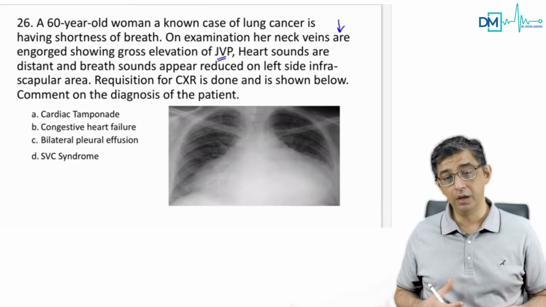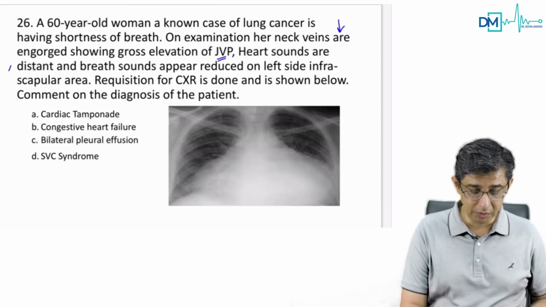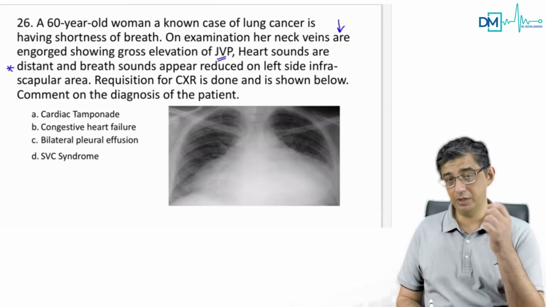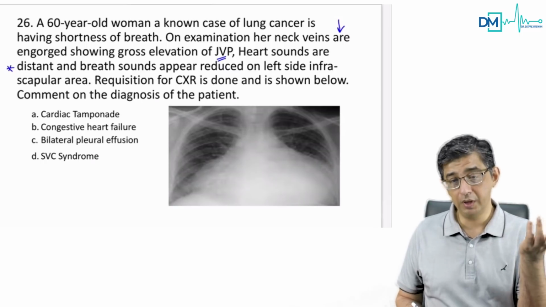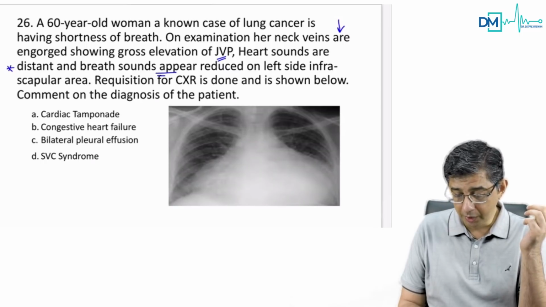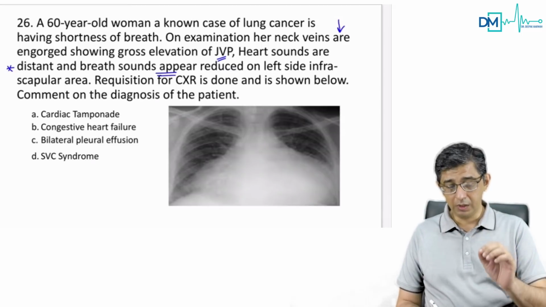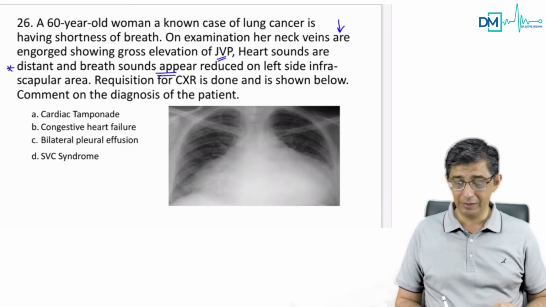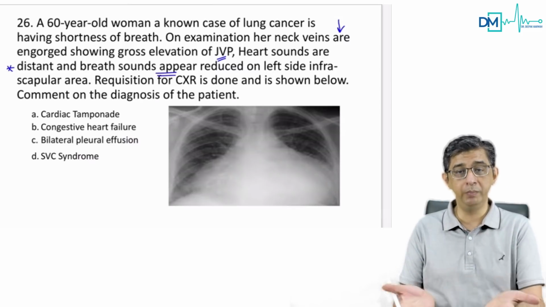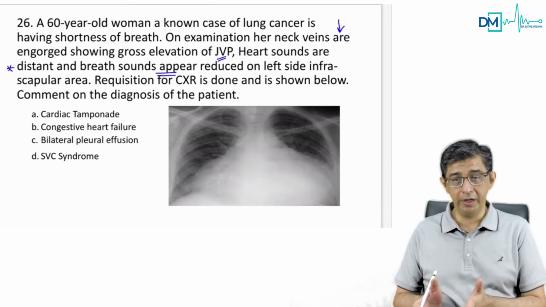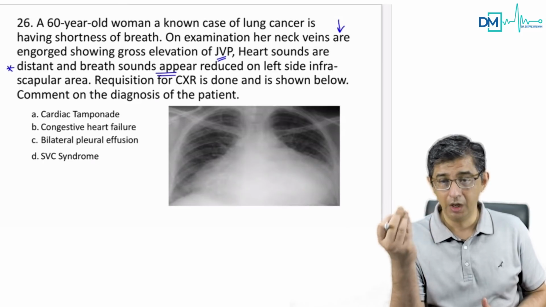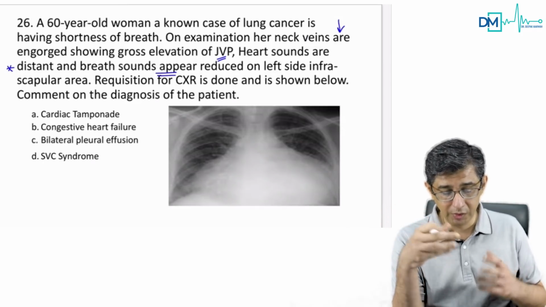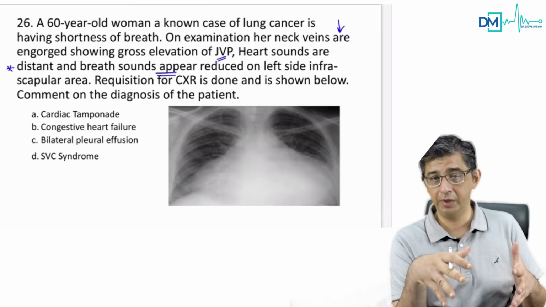Now let's read on. He talks about distant heart sounds. Now, where do you read distant heart sounds? You read about distant heart sounds in Beck's triad. And Beck's triad is always going to be a feature of cardiac tamponade. The breath sounds appear reduced on the left side. I mean, that was the point that caused confusion in the minds of students, because if breath sounds are reduced, it could be pleural effusion also. But my point is that there are two features which are talking about cardiac involvement, rather three. What are the three pointers towards cardiac involvement in this case?